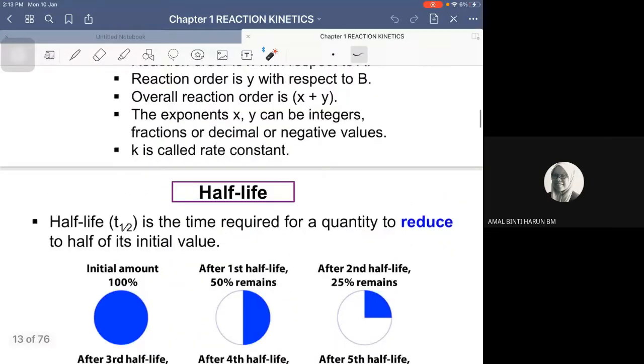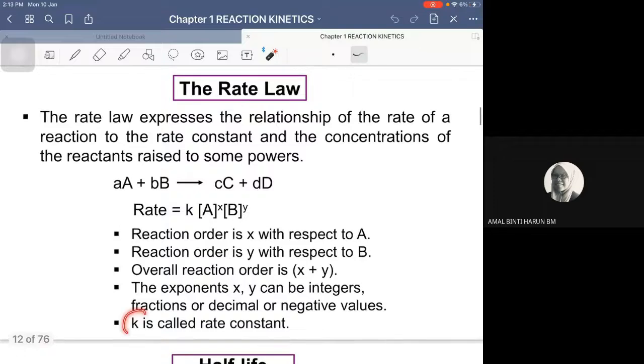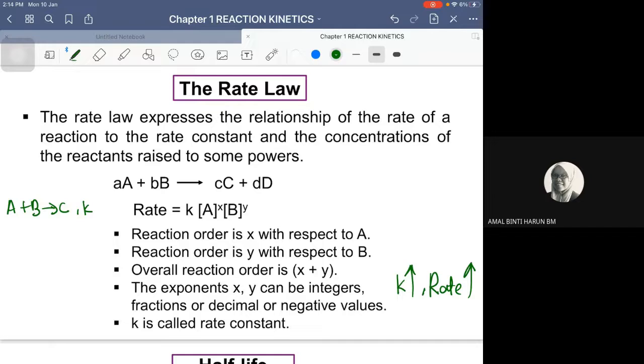Okay. And then, satu lagi, K is called the rate constant. The higher the value of K, that means the rate is getting higher. Okay. When K is high, rate also high. And then, for each reaction, meaning that A reacts with B producing C, there is a specific K. Okay. If we have another reaction like C reacts with X producing Z, dia ada K dia tersendiri.